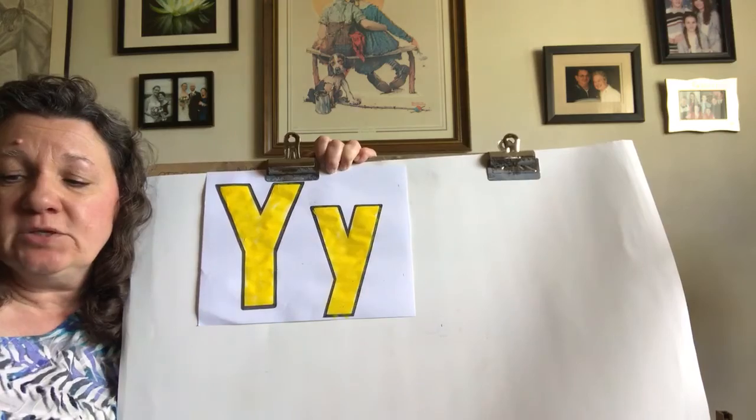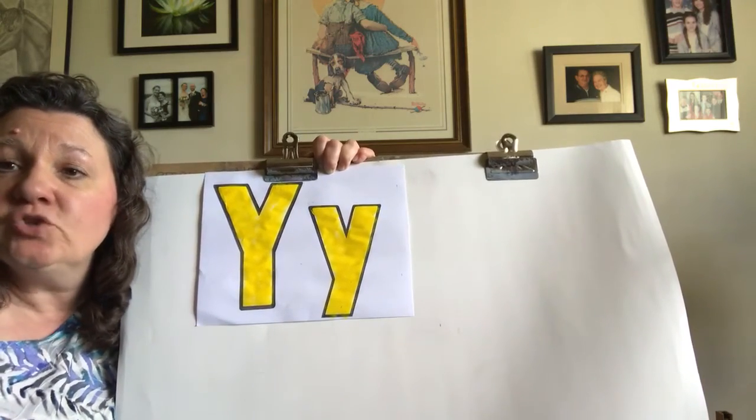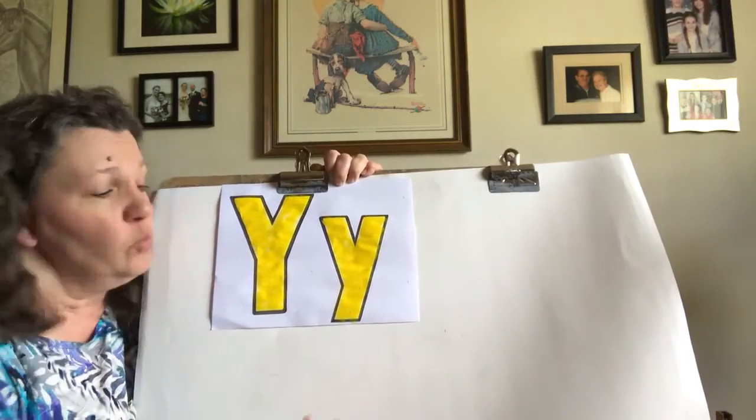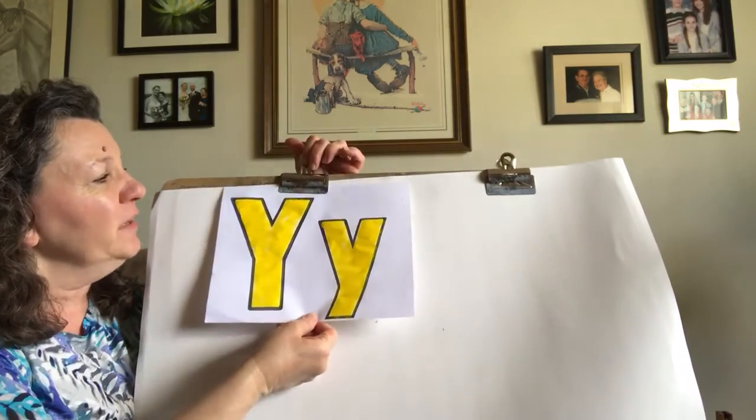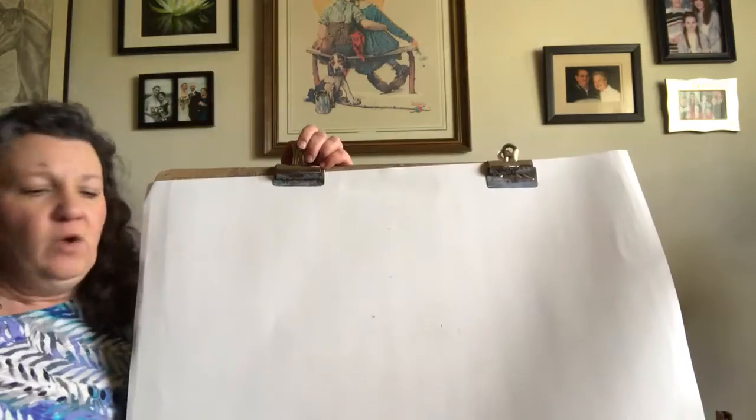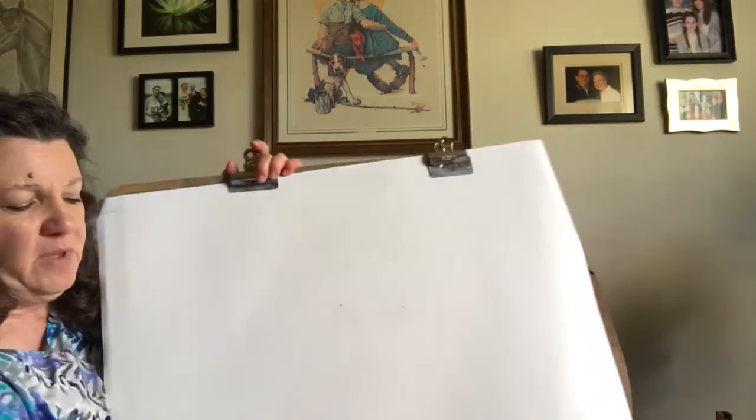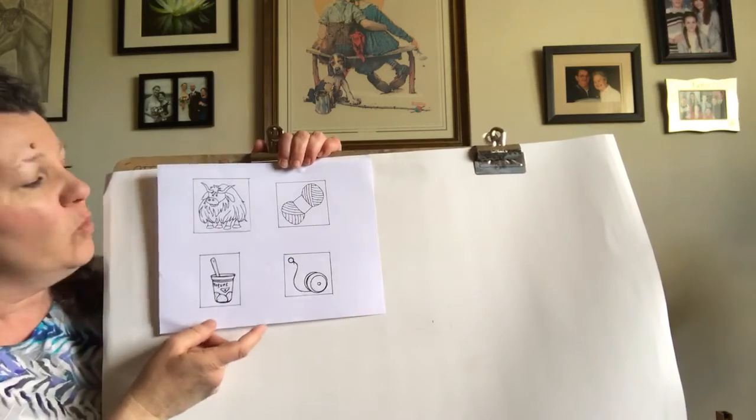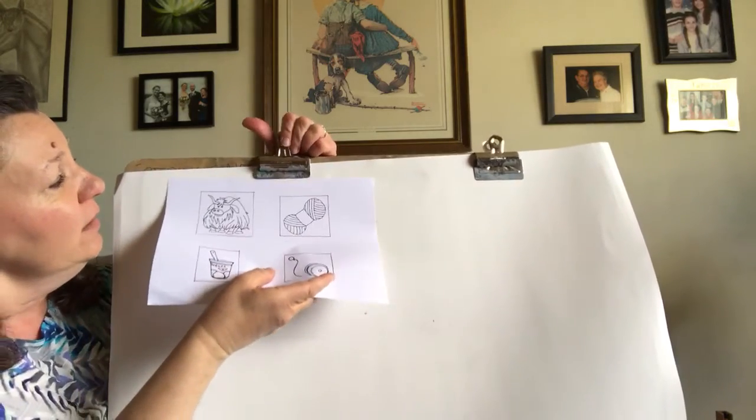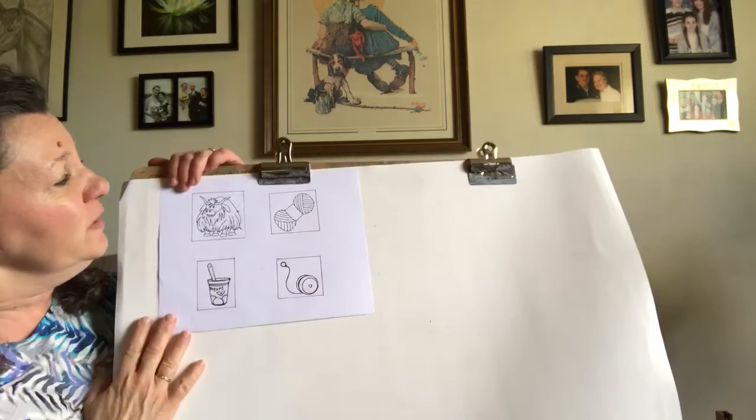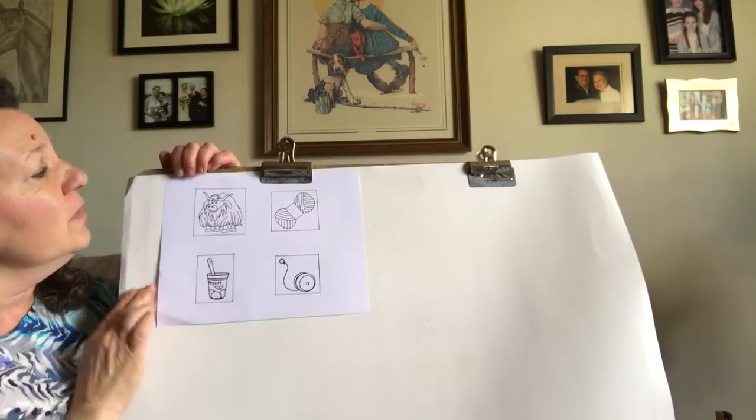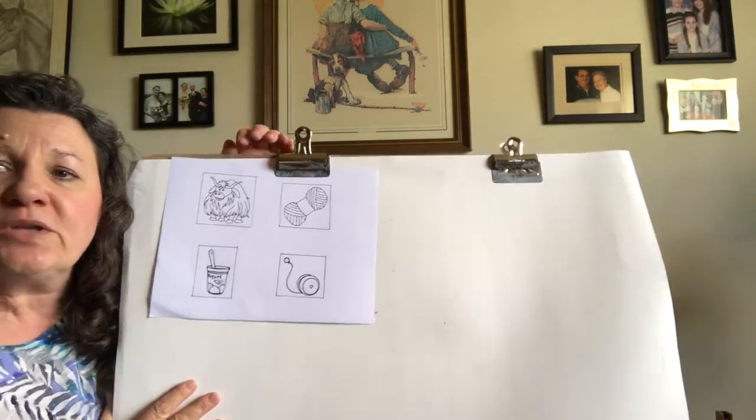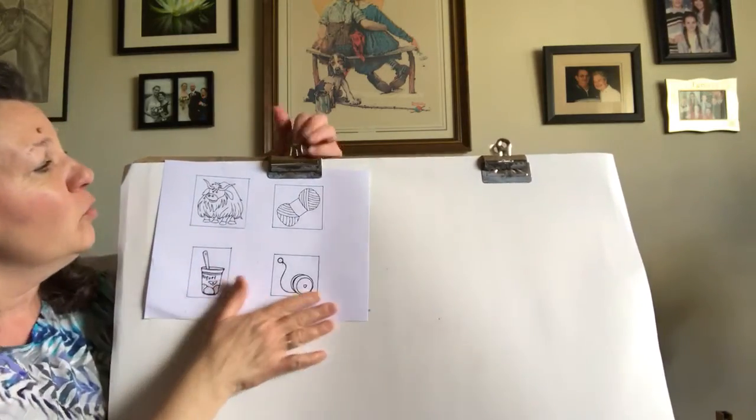Now, this is what we're going to do. I'm going to set this aside so it can dry, okay, because you don't want to be gluing things while your paint is still wet. So I'm going to set this aside for a couple of minutes. While that dries, we're going to look at this paper here. On here we have some things that begin with the letter Y. All right? So we're going to be gluing this on our Y paper in a few minutes. So right now, let's look at the pictures that we have on here that begin with the letter Y.